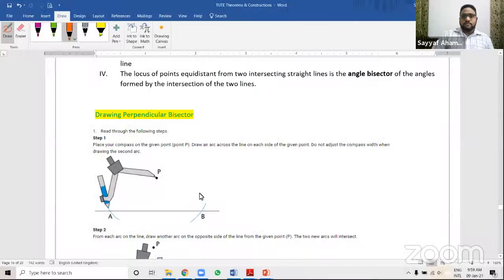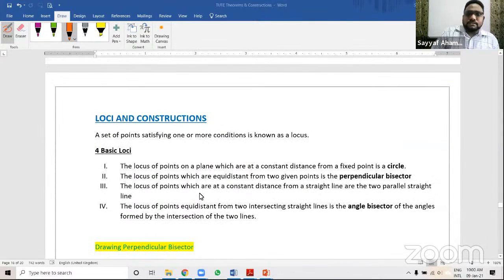Okay, so to start off with the construction part, we have the loci and construction. A set of points satisfying one or more conditions is known as a locus. So what is a locus? A locus is basically a path or direction of how a movement happens. That is the basic meaning. Even in grade 9 or grade 10, you have studied the four basic loci.